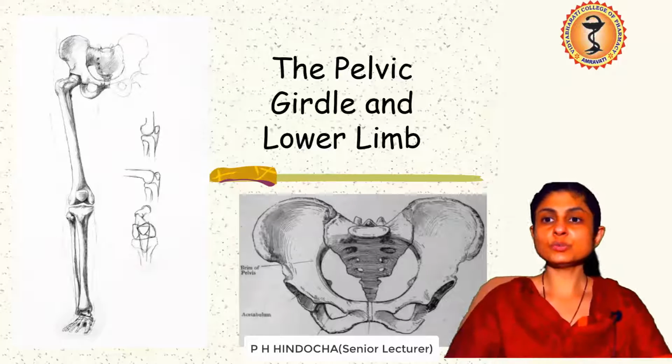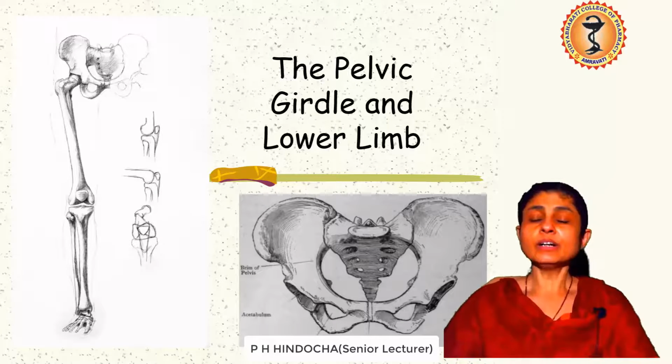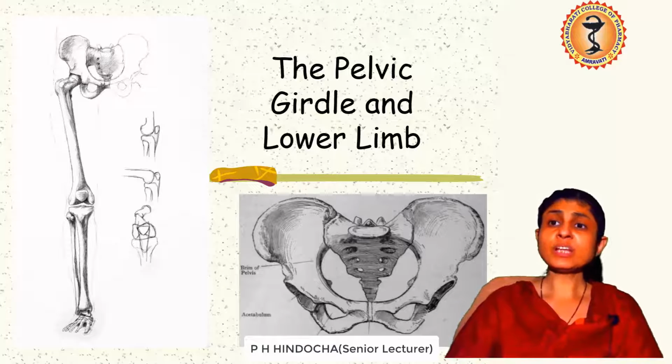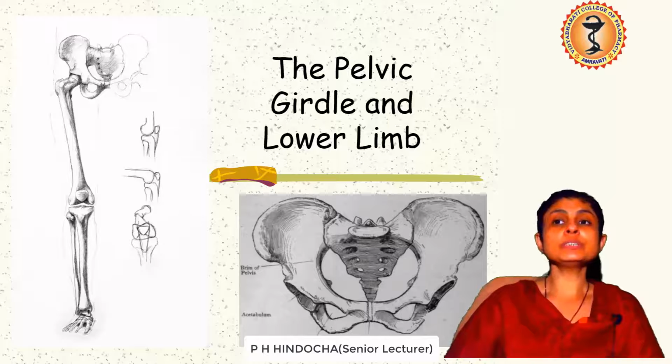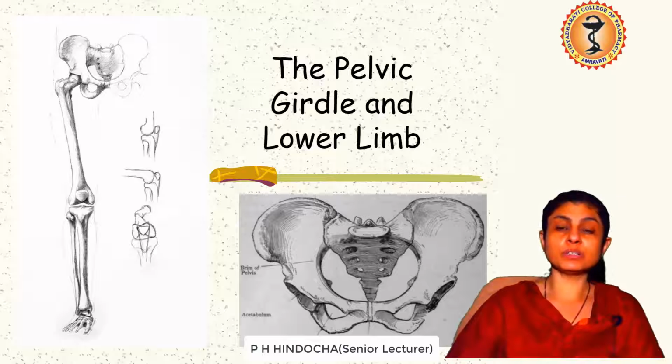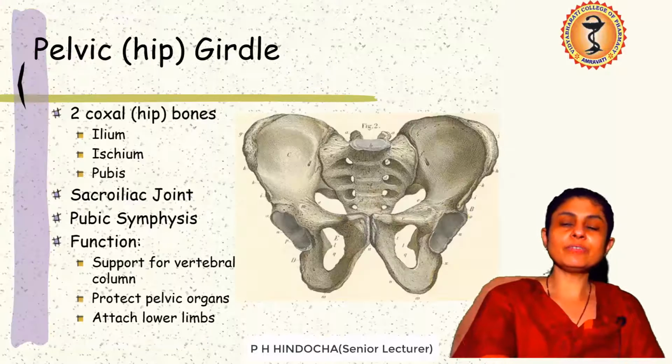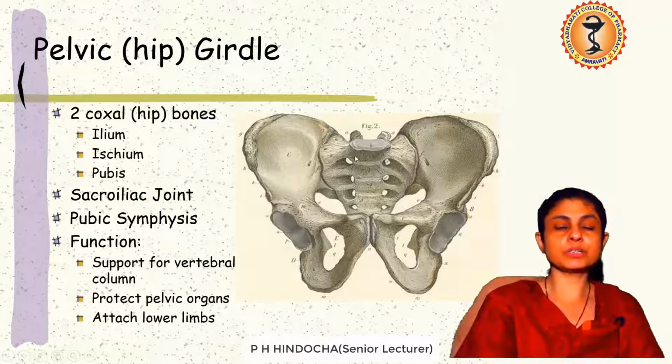As a continuation to the topic appendicular skeleton, first we have studied the main first two parts, which are pectoral girdle and upper limb. Now, in continuation to this, the remaining two parts are pelvic girdle and lower limb. The pelvic girdle is the hip girdle and the lower limb refers to the legs. Pelvic girdle is also called hip girdle.